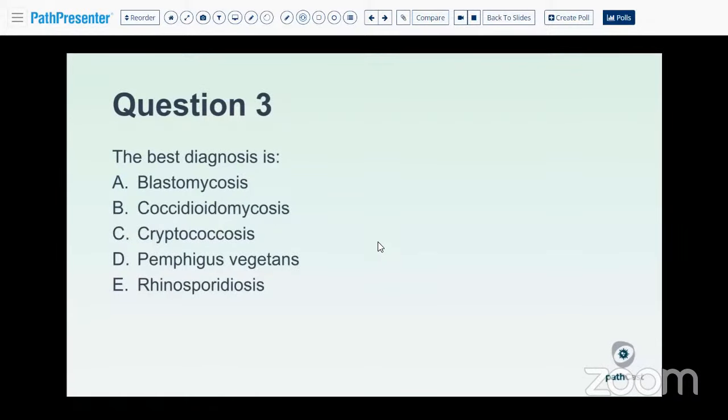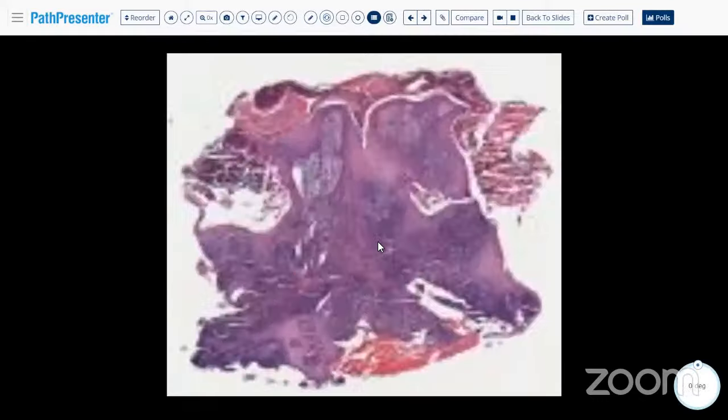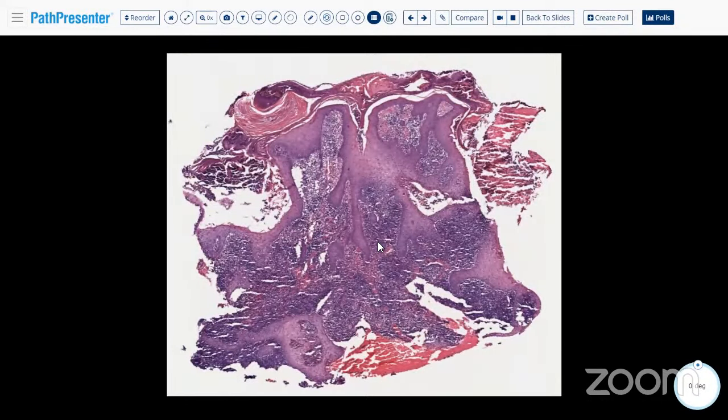Our next question asks us the diagnosis. What we see in this biopsy on low power is really marked epidermal hyperplasia, what's called pseudoepitheliomatous or pseudocarcinomatous hyperplasia. At quick glance, one might think this was a squamous cell carcinoma because of the degree of squamous hyperplasia, even extension into the superficial dermis.